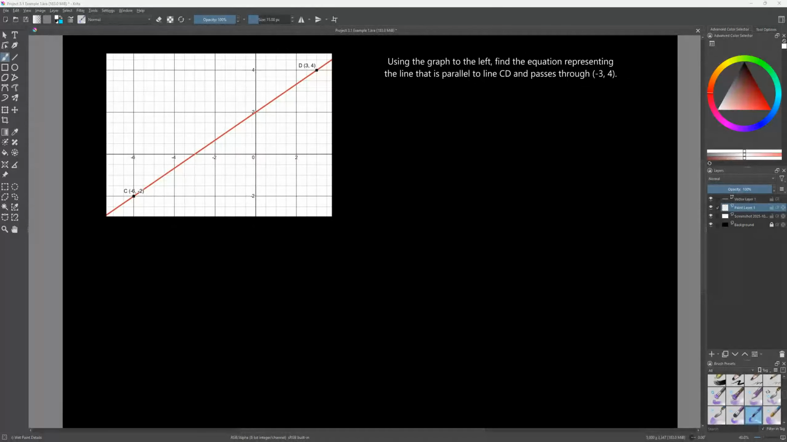So really there's kind of 3 steps that I would do for this one. The first one that I would want to do is, since it says parallel, I want to make sure that I find the slope, or in this case find the M for line CD. That's the first thing that I'm wanting to do there. The second thing that I'm going to want to do is find the equation. So I'm going to find the equation that is parallel to line CD.